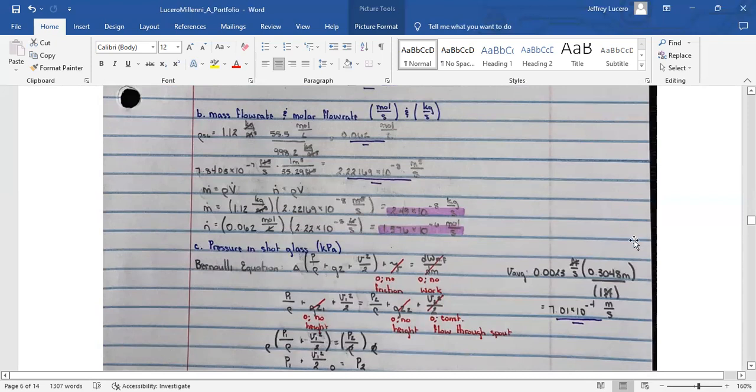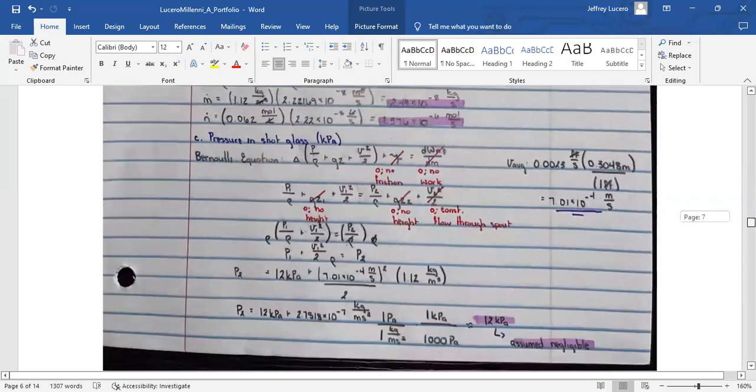And so when we write out the extended Bernoulli equation, we know that there's no height at Z1. There's also no height at Z2. And the velocity V2 is 0 because it's a constant flow rate throughout the spout.